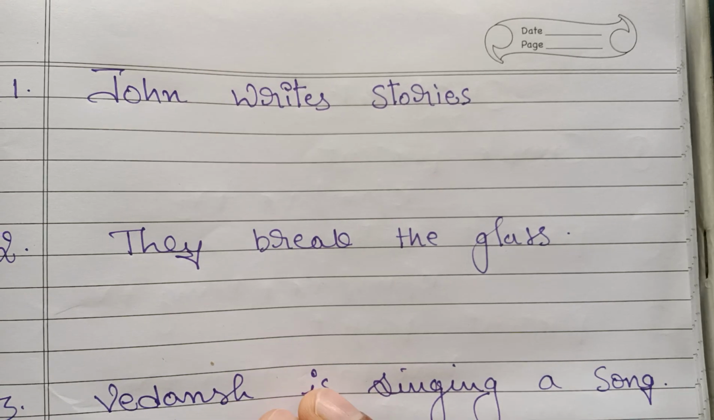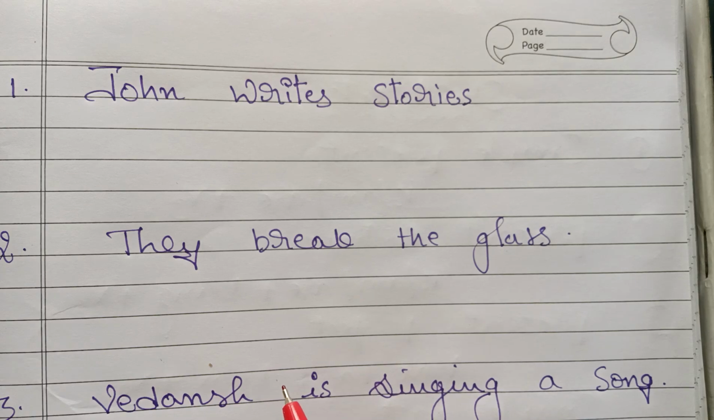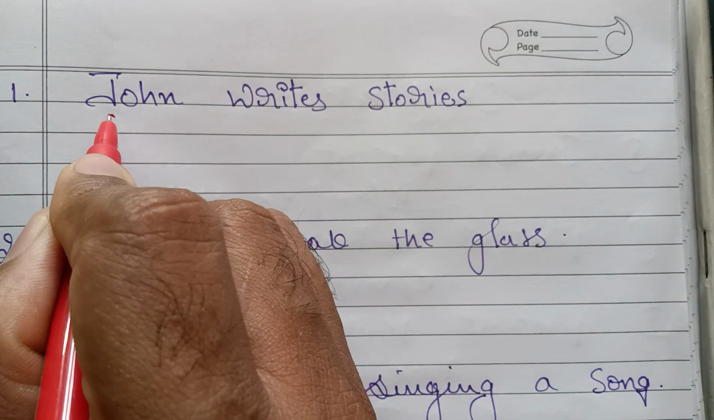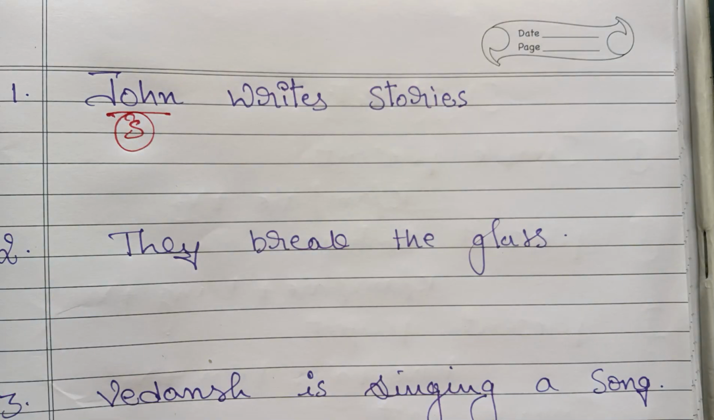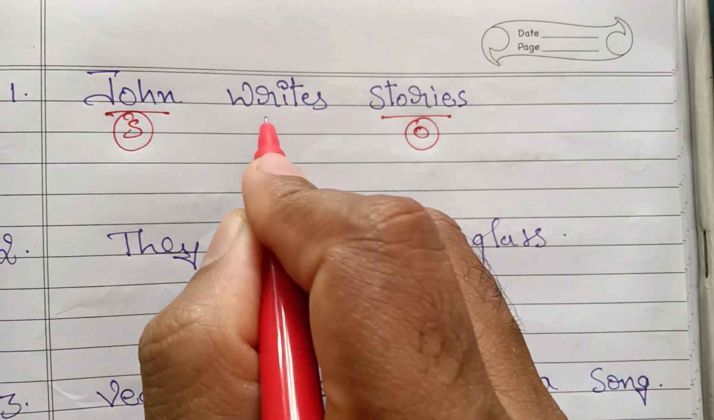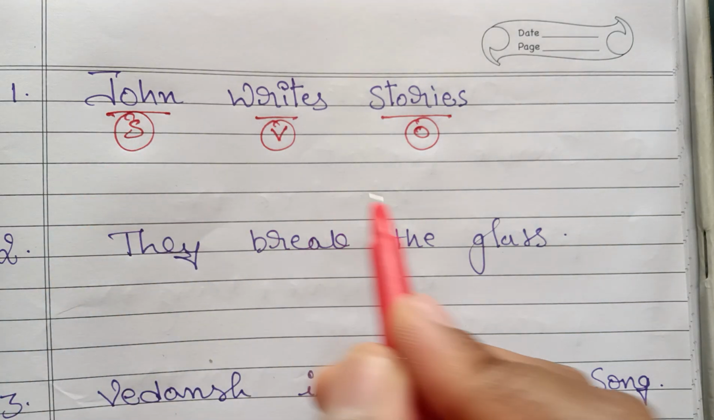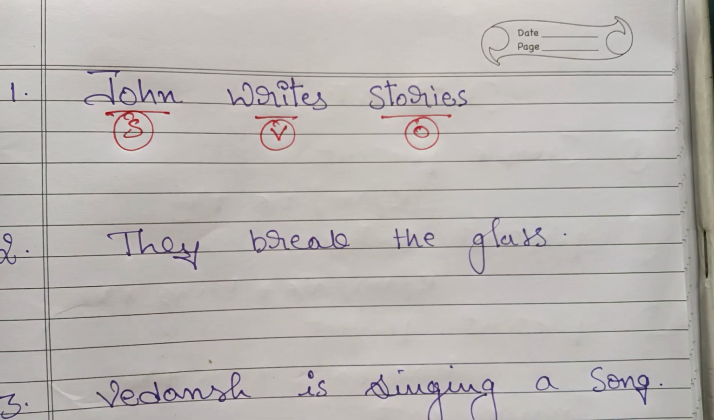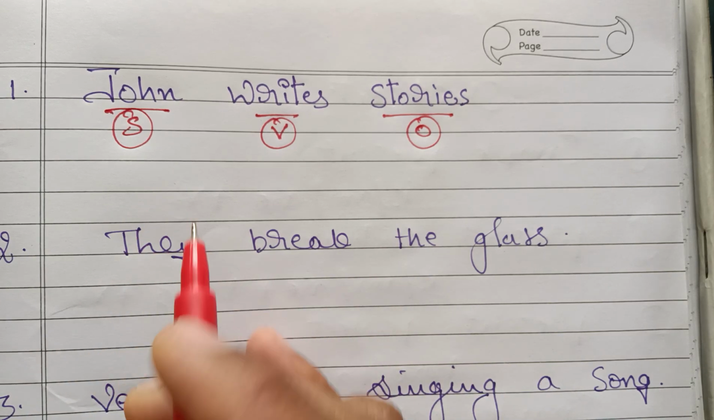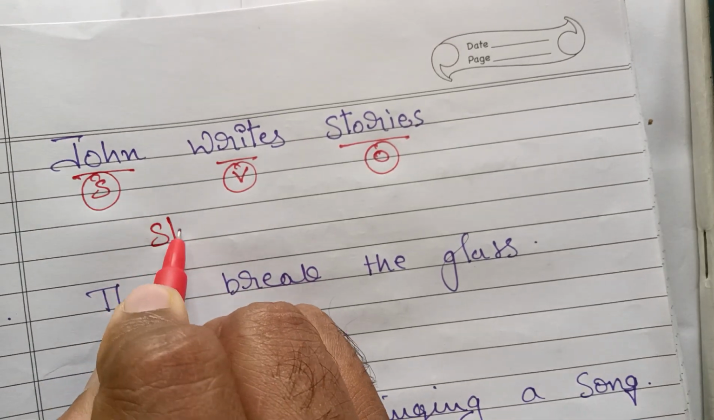Now, read the sentence very carefully. See the first one, John writes stories. What is the subject? We need to identify what is the subject. John is subject. What is the object? Stories. Very good. What is the verb? Writes. Okay. First thing we need to do this. After doing this, remember the rules. What is the first rule? Subject becomes object, object becomes subject. So, stories. Stories is the object, so it should become subject. So, I'll put like this, stories.